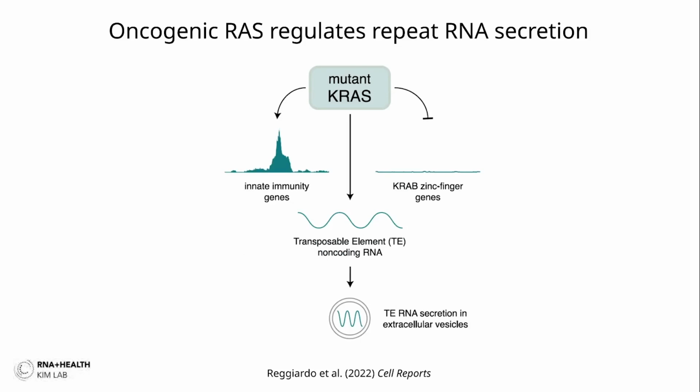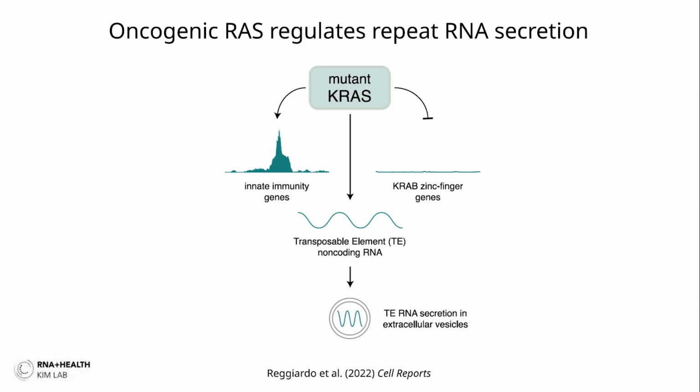And so the model that we favor right now is that when you have this mutation that initiates cancer, for example in the context of lung cells, there is an aberrant upregulation of these repeat element RNAs, for example transposable elements or retrotransposons that are found throughout the genome. These create non-coding RNAs that are preferentially packaged and secreted in extracellular vesicles, which are then sent out into the extracellular matrix.